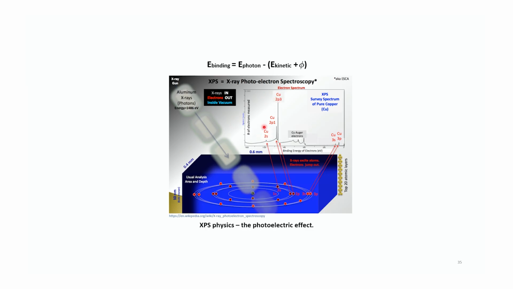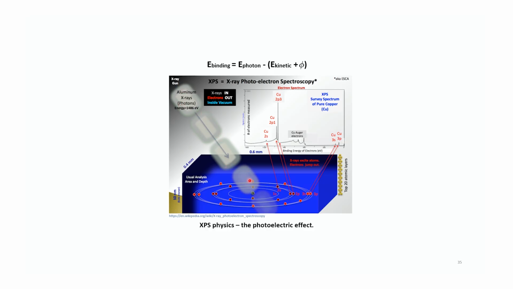The binding energy of your electron on each energy level, you can see that's copper 2s, 2p1, 2p3. All of that indicates the binding energy of your copper element. So, that is the XPS survey spectrum of pure copper. You can see the binding energy of electrons in each energy level of your copper atom. These are the top 20 atomic layers of your sample. So, on the surface of your sample, this is happening.